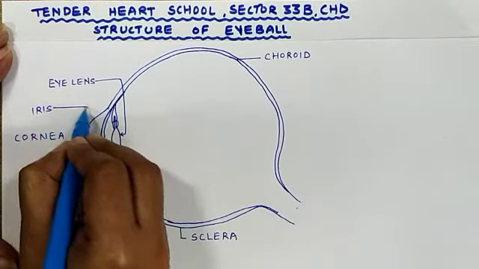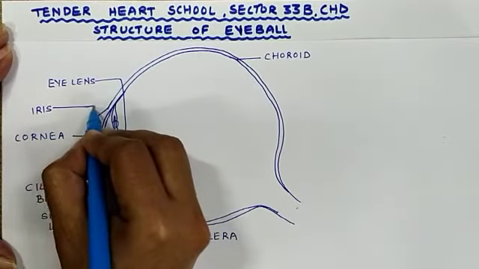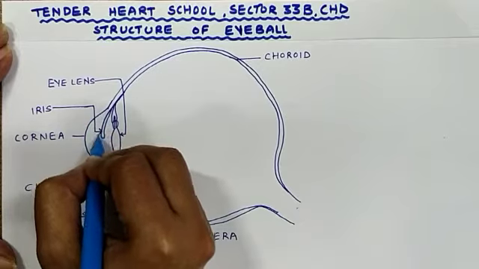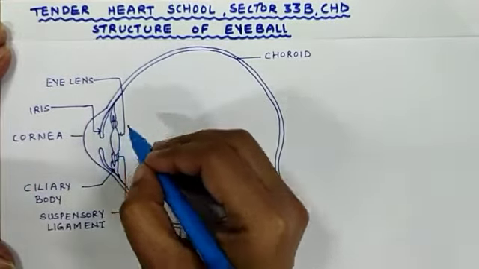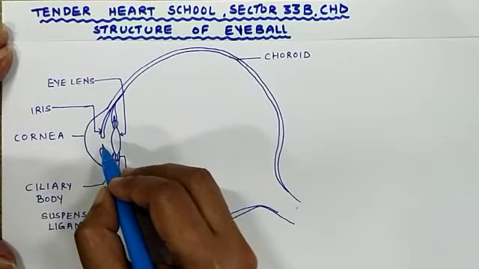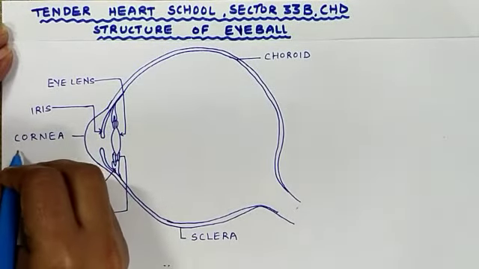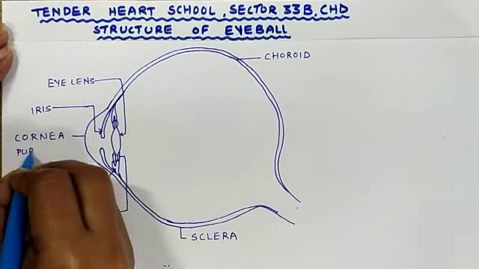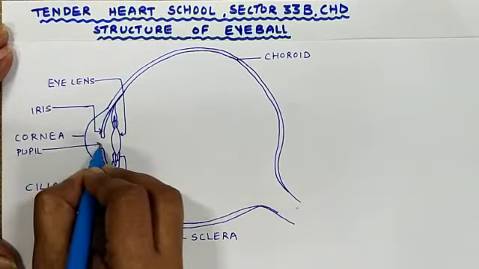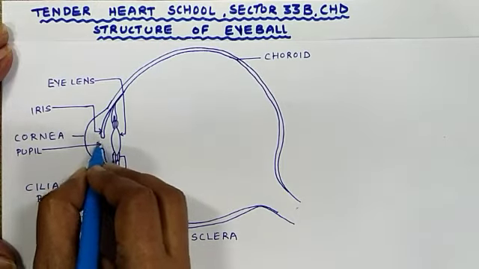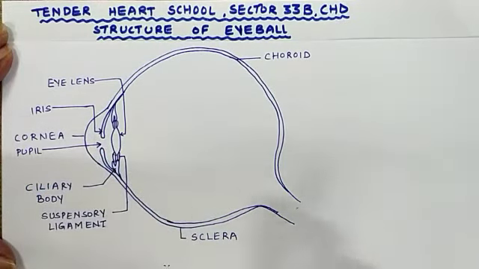So this is your iris. The iris is the part of the choroid which is covering the eye lens, leaving a small opening in the center. This opening is called the pupil. The pupil is right in the center of the iris. It is a hole through which the light can enter into the eye.